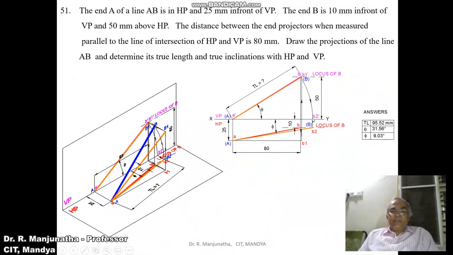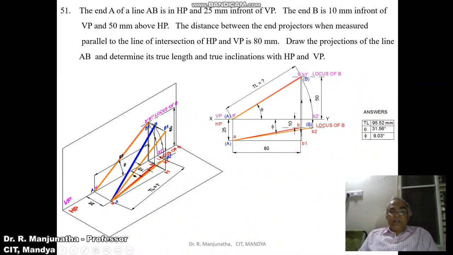From B2 dash draw a vertical projector which comes down till the locus of B in the top view. This is the front view and this is the top view. Mark the point as B2. Since A dash B2 dash is the line parallel to HP, you get the true length in HP. Mark the points as capital A and capital B. Then join A to B2 with a line a little thinner than the front view and top view lines.